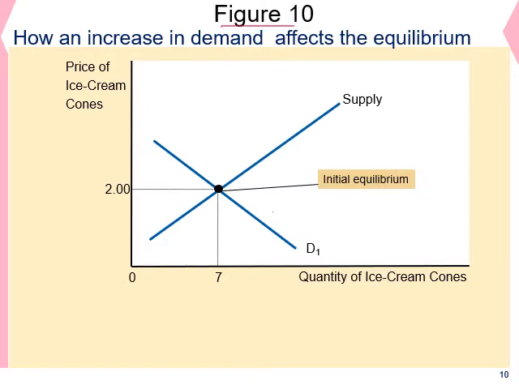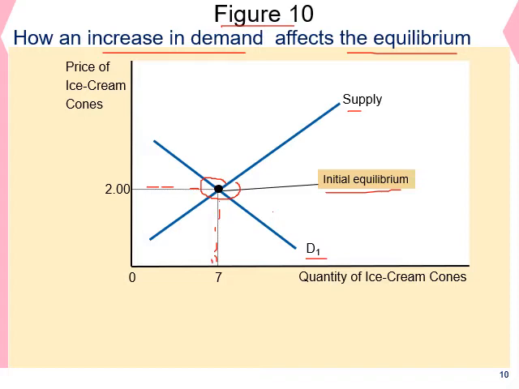Figure 10 shows how an increase in demand affects the equilibrium. Let's begin with the initial equilibrium at this point where supply crosses demand, and the equilibrium price is $2 per ice cream cone and the equilibrium quantity is 7 ice cream cones.